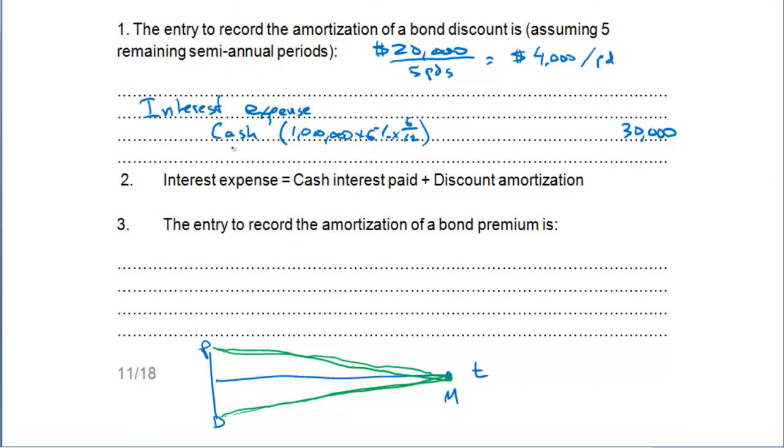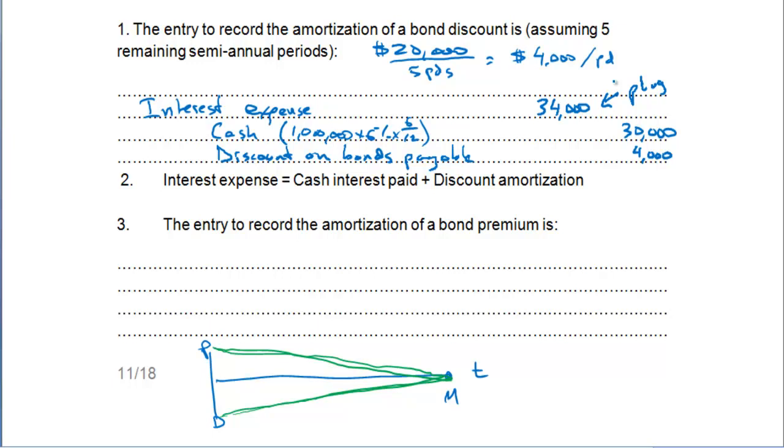So discount on bonds payable, $4,000. And therefore the interest expense, the debit to interest expense, what's going to show up on the books of the corporation as interest expense for that 6-month period is the plug of $34,000. And that should make sense because remember, the bond was sold at a discount.